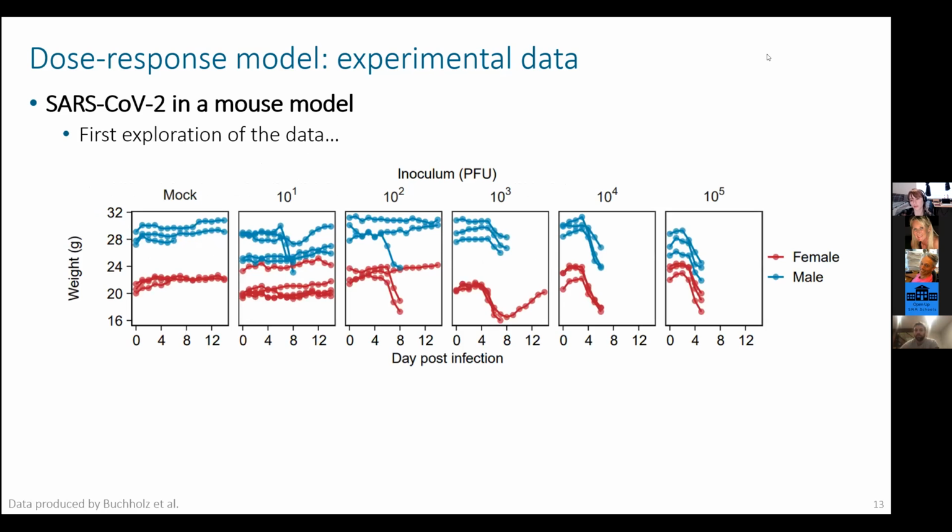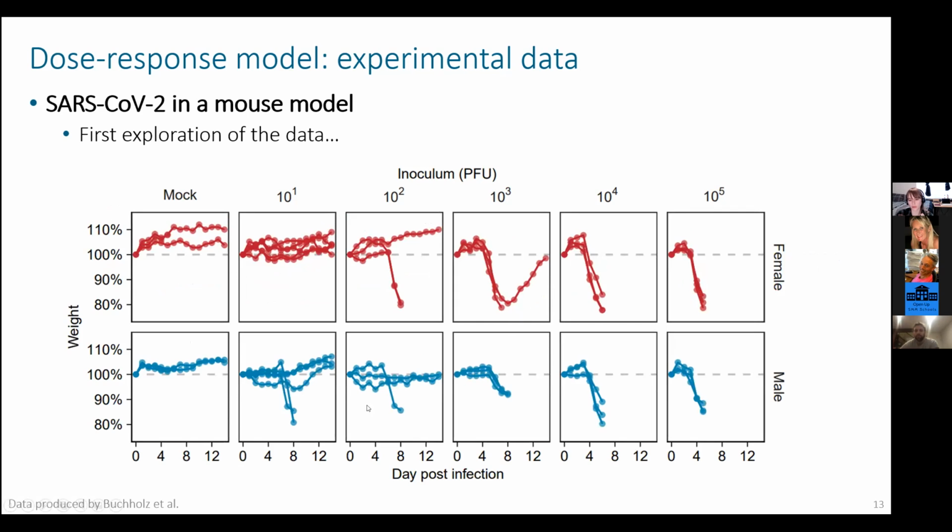And so here are the data that we got from them. You can see the mock individuals are maintaining their weight all along the experiments. You can see that the males in blue are heavier than the females. And you can see that as the dose increases and as the days pass by, some individuals will start losing weight, both in males and females, and up to, if you're considering the higher doses, all individuals at some point start losing weight, so they got really sick from the infection.